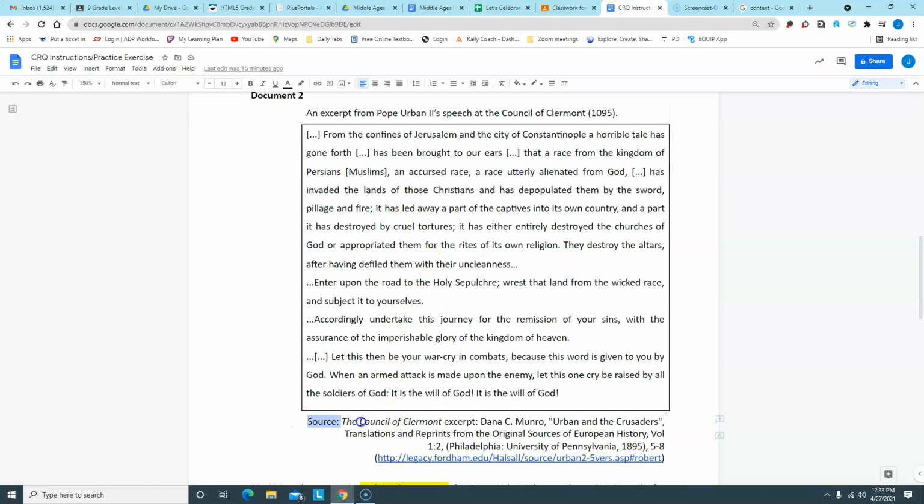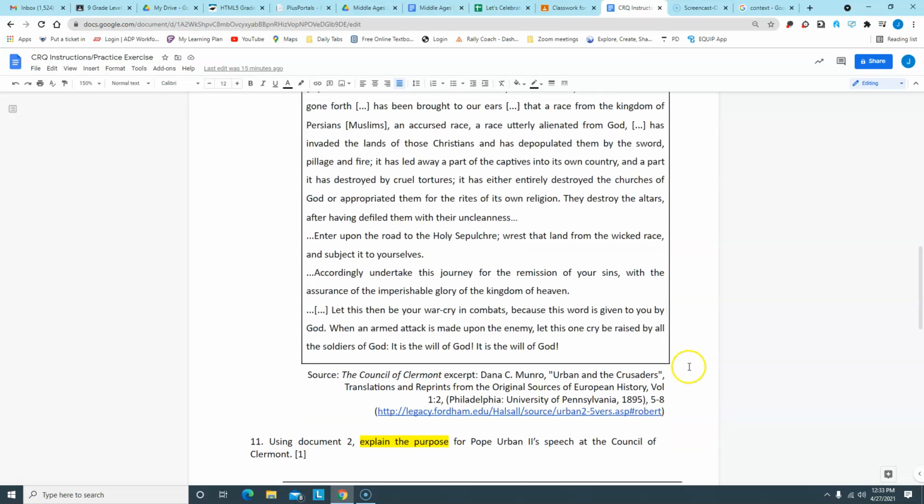The source here is the Council of Clermont excerpt, Dana C. Monroe, titled Urban and the Crusaders. This is translations and reprints from the original sources of European history, volume 1-2. So based on this document, based on this reading, explain the purpose for Pope Urban II's speech at the Council of Clermont.